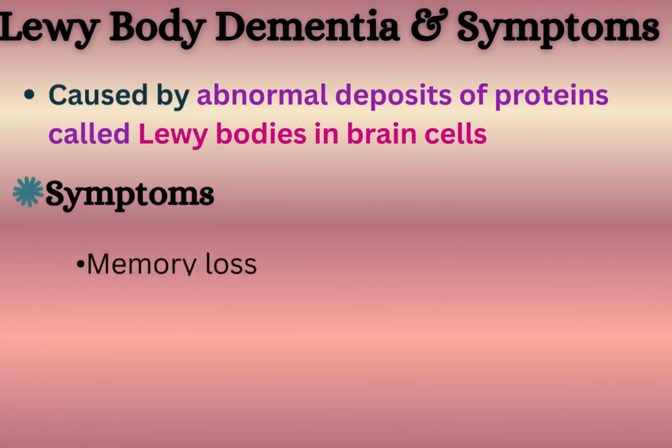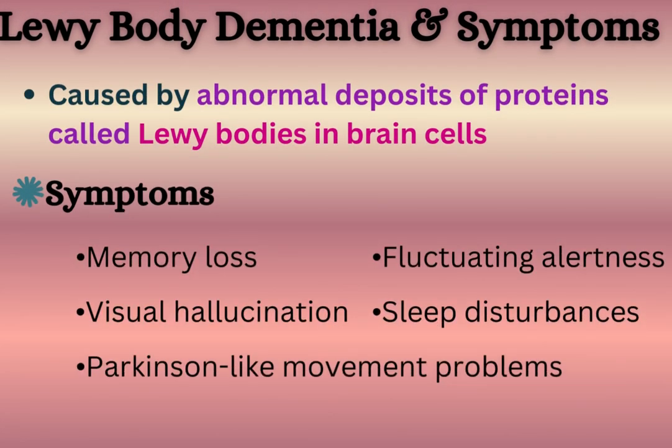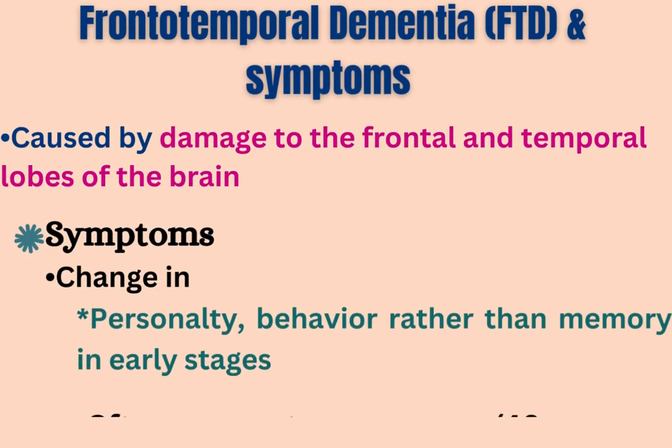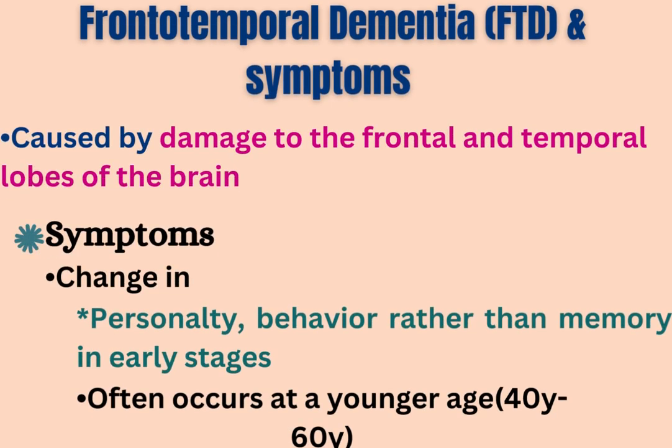Lewy body dementia. It's caused by abnormal protein deposits, Lewy bodies, in the brain. Symptoms: visual hallucinations, fluctuating attention, Parkinsonism, shaky movement, sleep disturbances. Frontotemporal dementia, FTD. It's caused by degeneration of the frontal and/or temporal lobes of the brain. Symptoms: personality and behavior changes, language difficulties, sometimes impaired judgment.